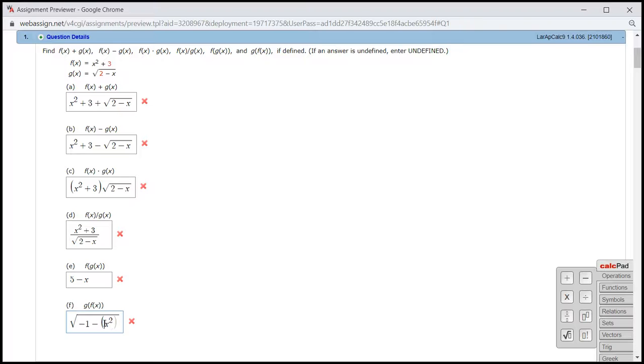But here's the tricky part. Here, negative x squared would be non-positive, and you'll have a minus 1. So this inside expression is always negative, which is not good inside the square root. So in this case, this one is actually undefined, so we're going to enter undefined.